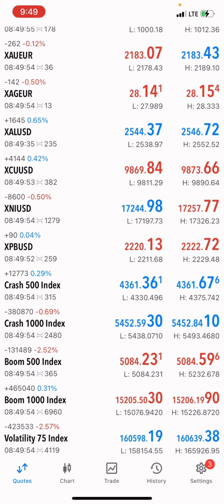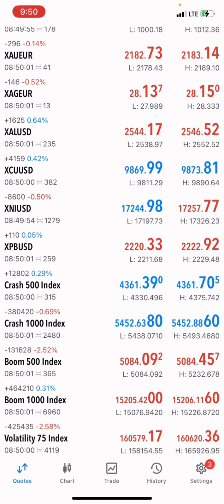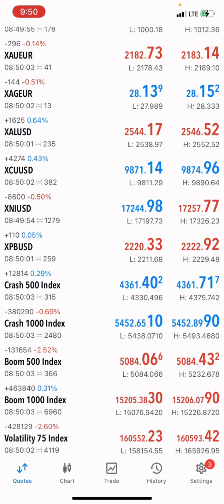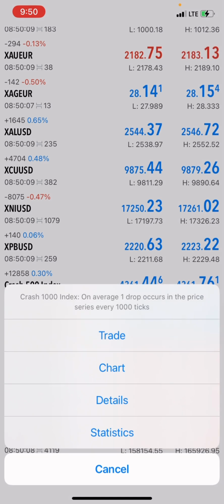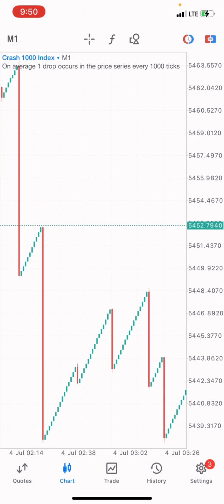So in today's video, I'm going to share with you guys how to catch spikes on Crash 1000 index using a very powerful strategy that I'm about to share with you right now. Okay, we know that the crash market is highly volatile, so this is what we have to do right now by going to the charts section.